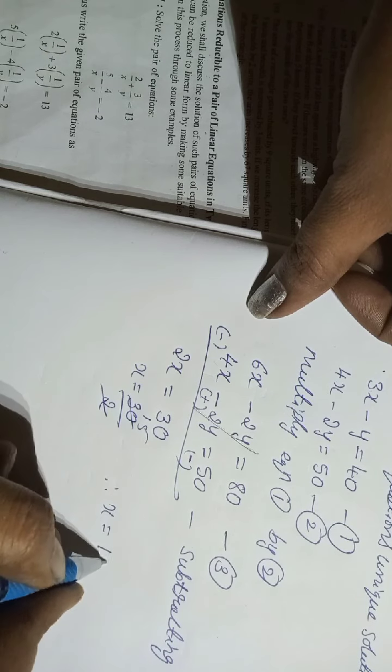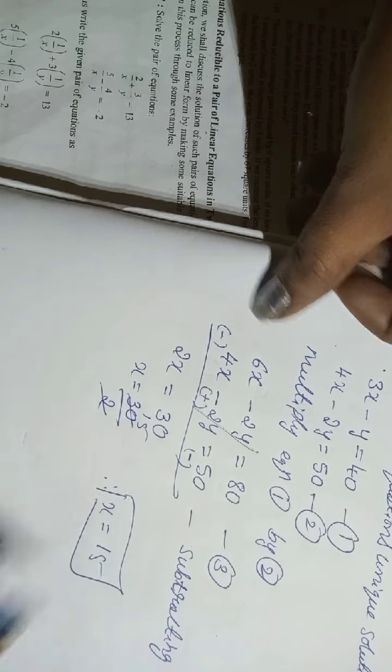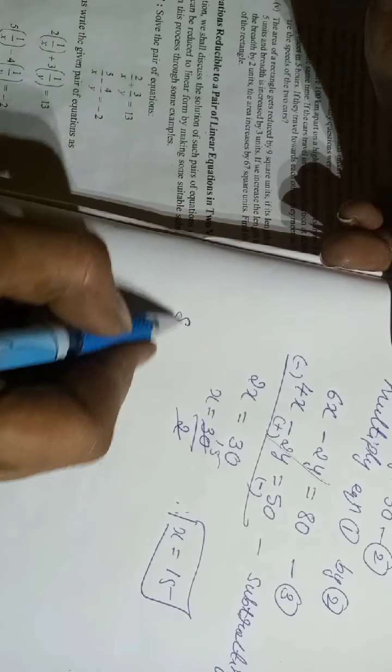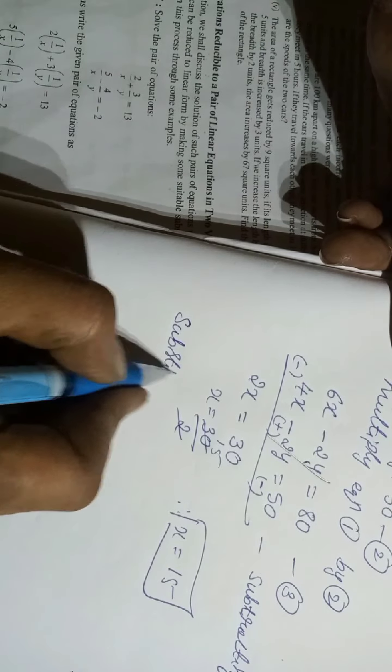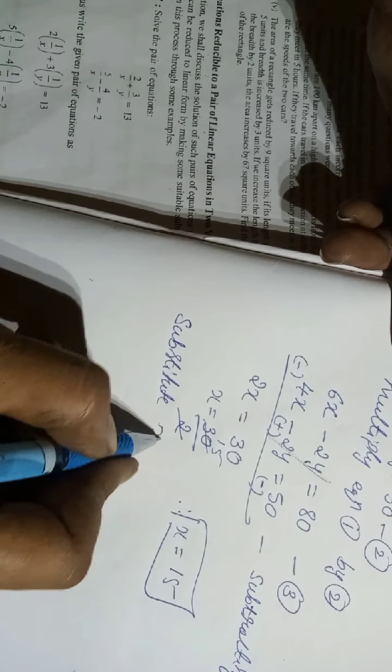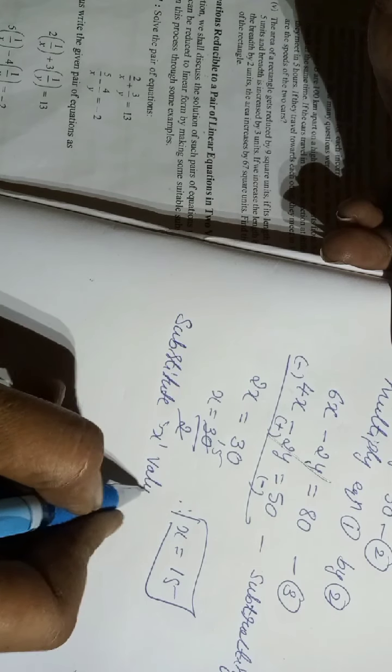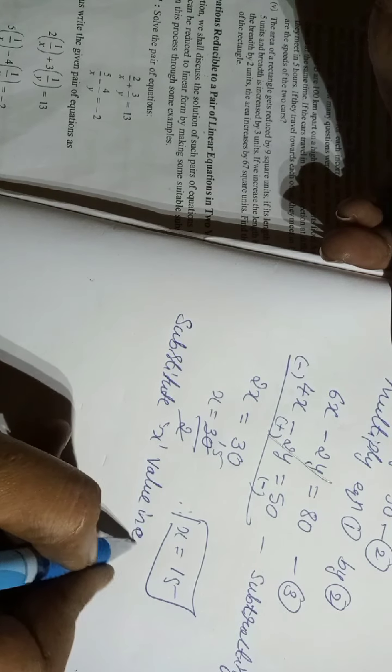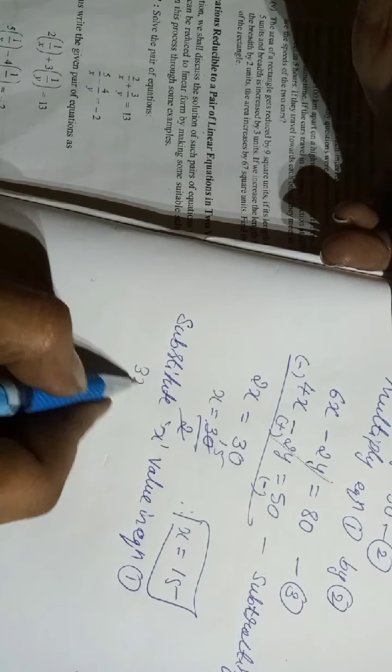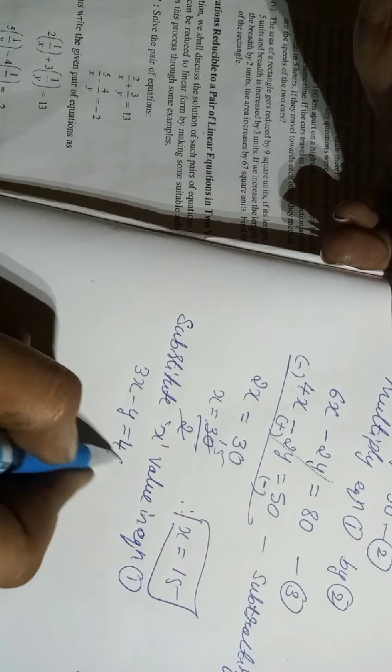Therefore, x value, what do you get? It is 15. X value we got, means y value we can calculate, no? Substitute x value in equation 1. Okay, so 3x minus y is equal to 40.